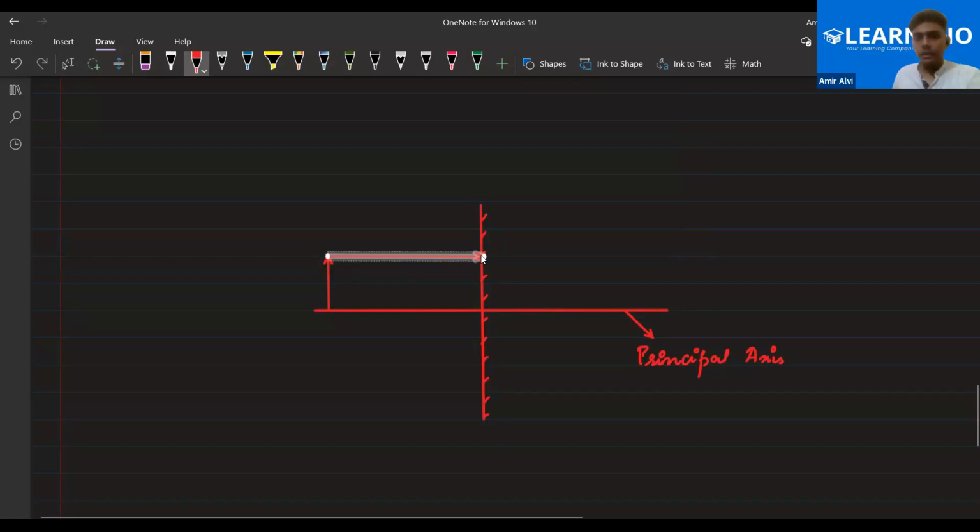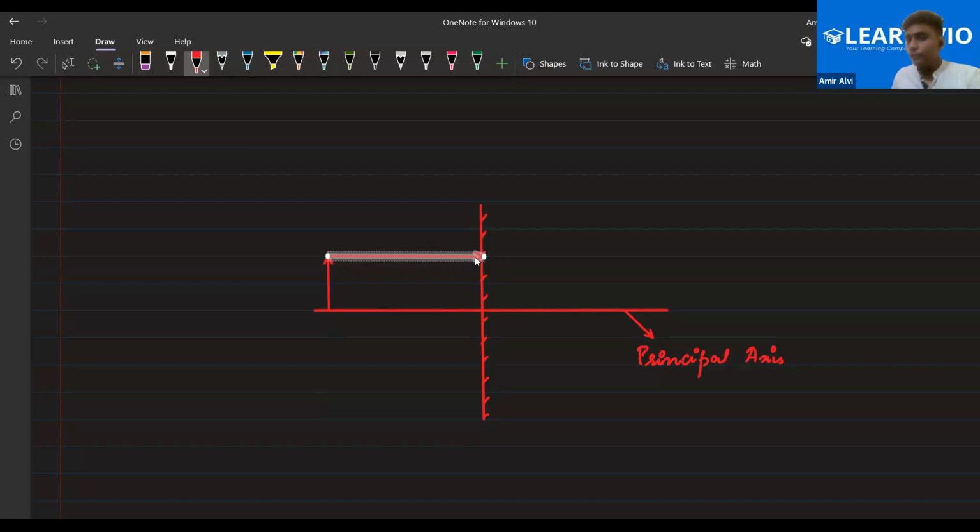Now everyone tell me, if this is parallel to the principal axis, what will be the angle of incidence right here? If the light is incident on the plane mirror like this, what will be the angle of incidence? It is 0. Right now this is incident perpendicularly, so the angle of incidence with the normal would be 0.